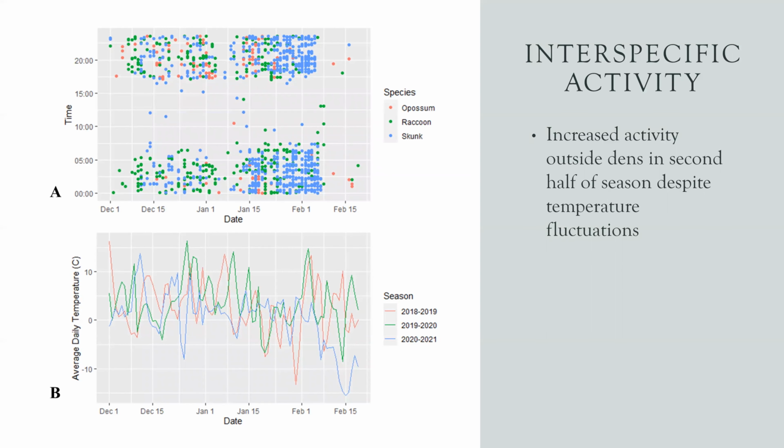When we take a look at when photos were being captured during the winter, we also saw this interesting trend. We had about the same number of cameras running throughout the seasons, and yet we see a higher density of photos here in the second half of the winter season, despite fluctuations in temperature through all 3 years. I suspect that this is probably correlated with the onset of breeding season in many of these mesocarnivores.